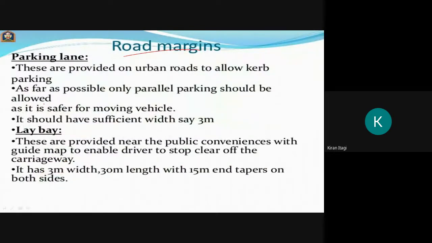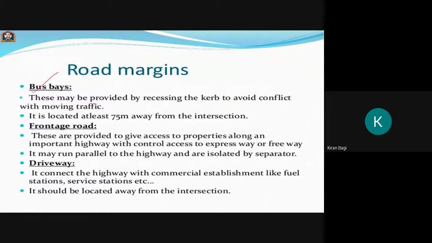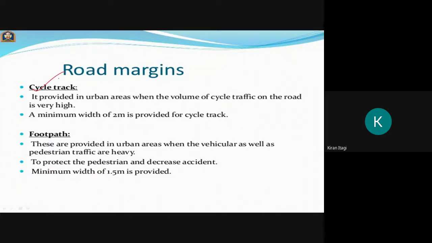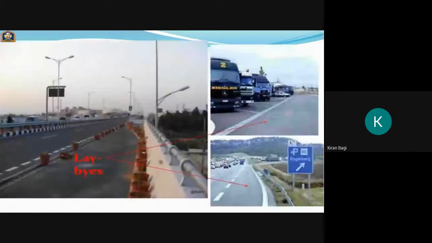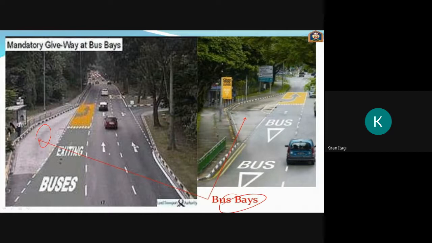Road margins we have already seen. And another thing, bus lane means it is meant for the bus. Frontage means for the pedestrians. Driveway means for only driving. Cycle track is for the one who is riding the cycle. Footpath means for pedestrians. These are examples of bus lanes. Bus bays means where the bus can come and rest. You can see them in highways.